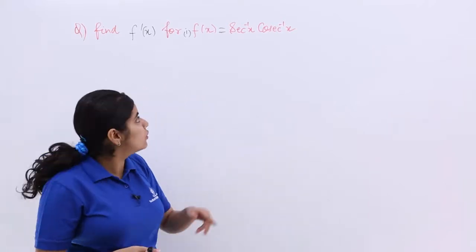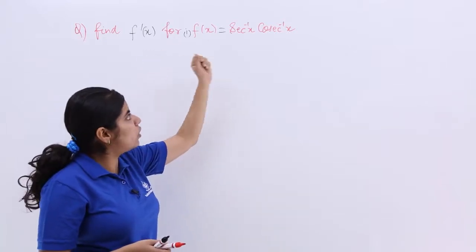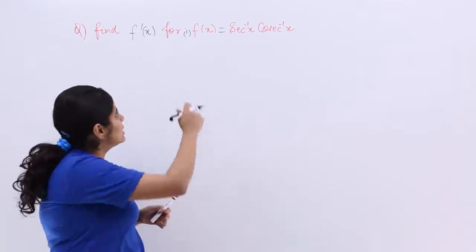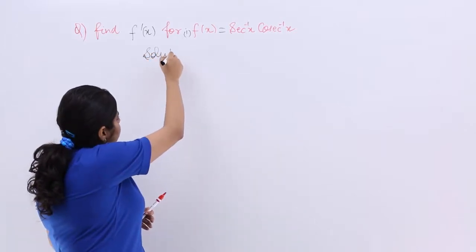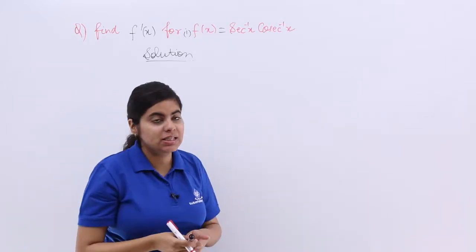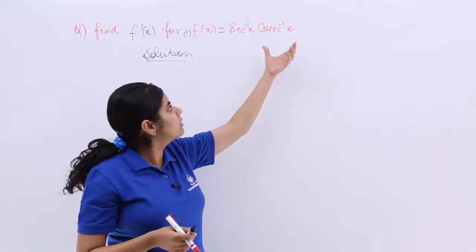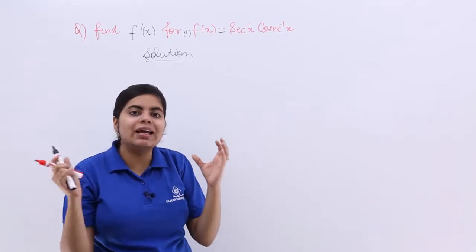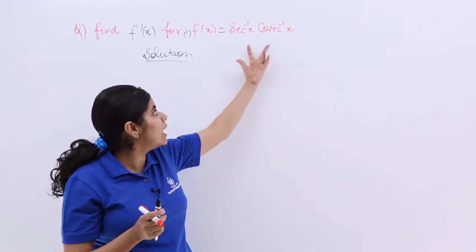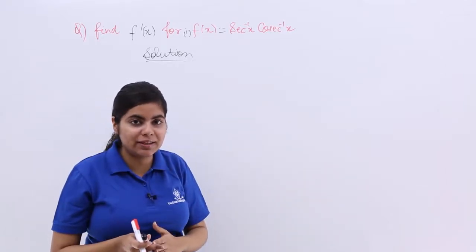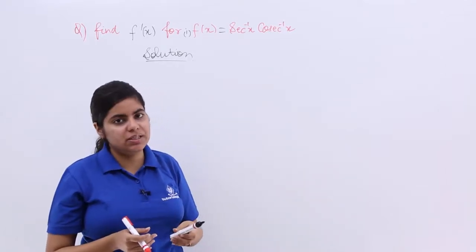Now the question is: you have to find f dash x for f of x, which is given as something like this. Let's give the heading as solution and start with the solution. You see that the question involves two terms. One is secant inverse x, the other is cosecant inverse x, and since they are multiplied together, they are already in product form, so you have to apply the product rule. So how to do the differentiation?